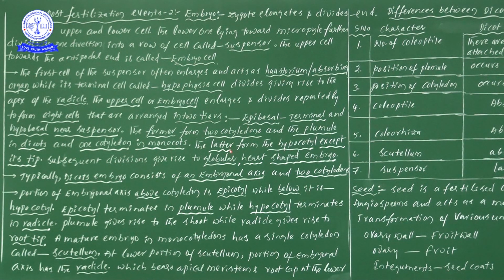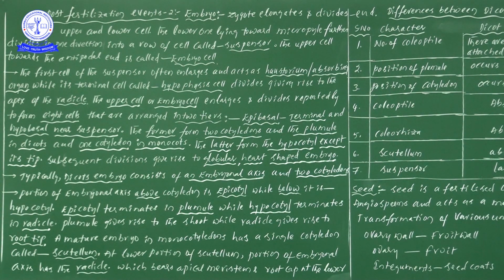Now the latter one, the hypobasal. What is the use of this hypobasal? It forms the hypocotyl region. Easy: the hypobasal forms the hypocotyl region, except its tip. Why? Because in the hypocotyl region, the root cap or root tip will also be there, and except that tip, the hypobasal is involved in the formation of the hypocotyl region.